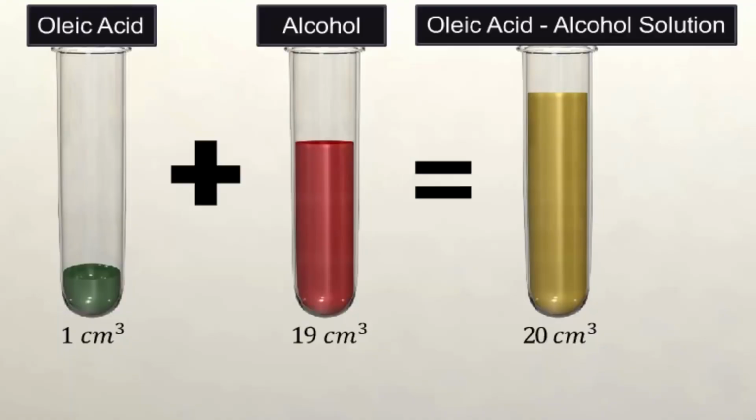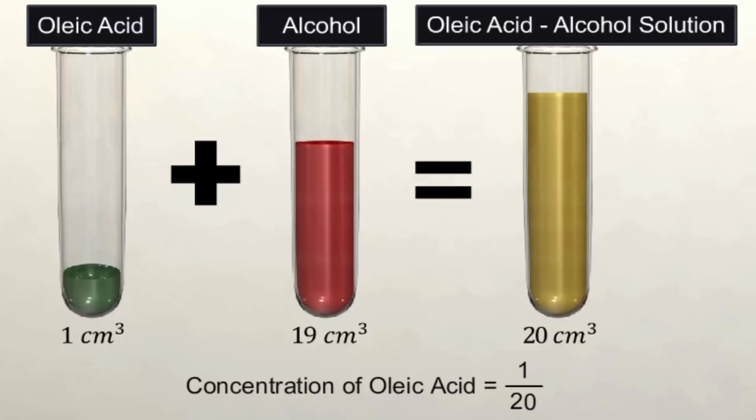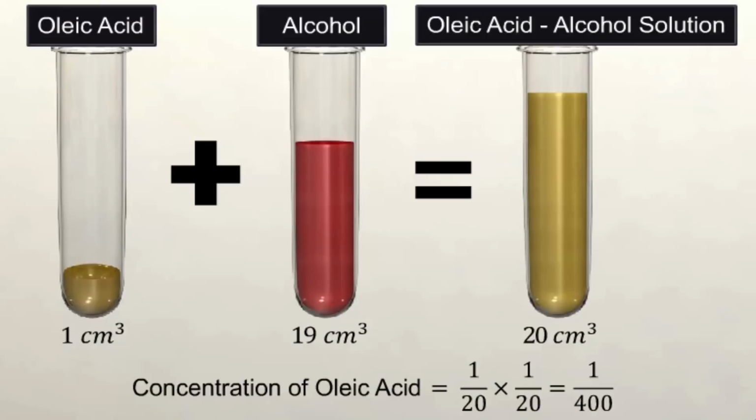To start with, we prepare 20 cc of alcohol oleic acid solution with 1 cc of oleic acid in it, and dissolve 1 cc of this solution in alcohol to dilute it to 20 cc. This makes the concentration of oleic acid 1/400th part of the solution.